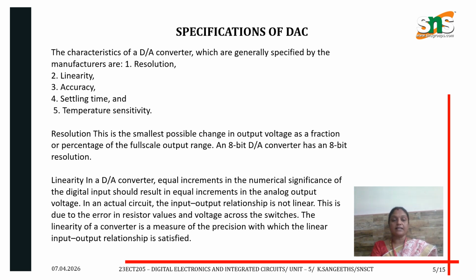The next one is linearity, that is, equal increments in the numerical value of the digital input should result in equal increments in the output voltage. So it is called linearity. For example, if we increase the digital input from 0011 to 0100, the output should also increase linearly. This is called linearity.